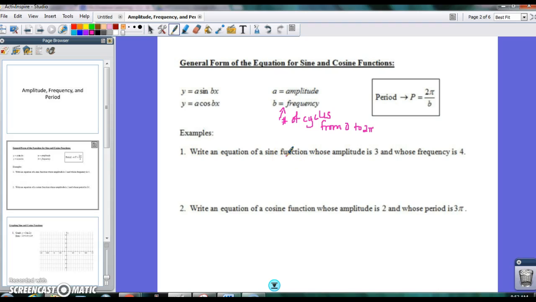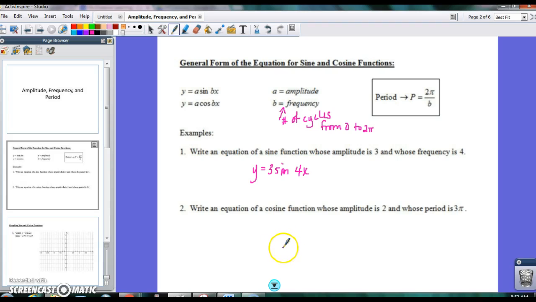So problem number 1 says write an equation of a sine function whose amplitude is 3 and whose frequency is 4. So all I'm going to do is substitute into my equation. I end up with y is equal to 3 sine of 4x. Okay, so that says sine there. So that's how you would write your equation.